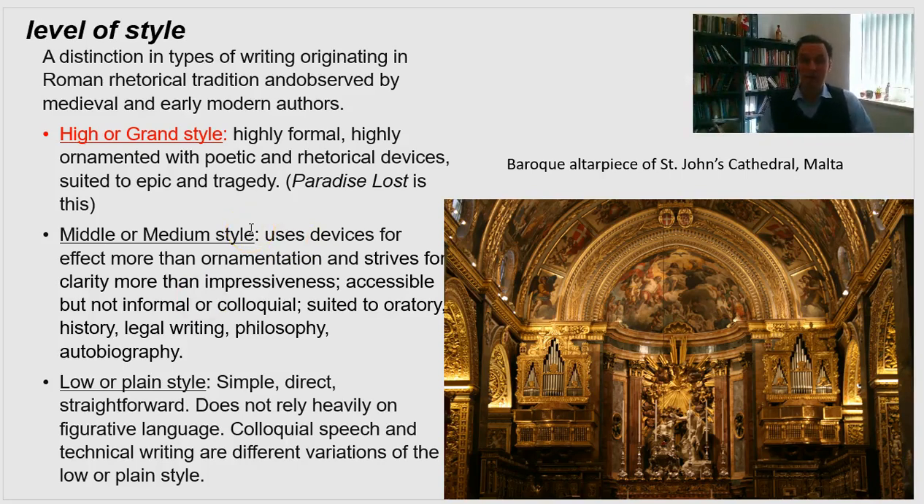It is also characterized by, to bring us back full circle here, a hypotactic style, like that opening line of man's first disobedience and the fruit of that forbidden tree, whose mortal taste brought death into the world, with all our woe, till one greater man restore us and regain the blissful seat. Sing, heavenly muse, right? There's all these layers of subordination in that sentence. It's not just set next to each other and like also do this, also do that, also do that. No, it's hypotactic, and that's part of the grand style too.